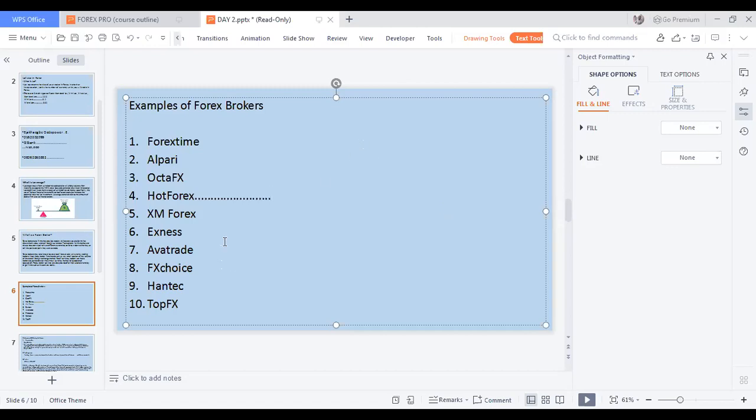Another one is Avatrade. Avatrade is what my students use too, and it's wonderful. Another one is Antec. Antec is another wonderful one. Another one is FX Choice. FX Choice is a beautiful Forex firm. See, class, I am not here to spoil others. I'm just telling you what my students have used. OptaFX, they've used it. There are 1,001 broker firms outside.